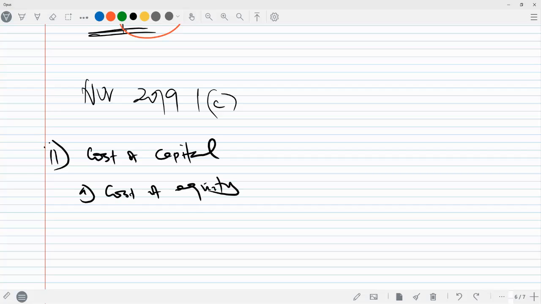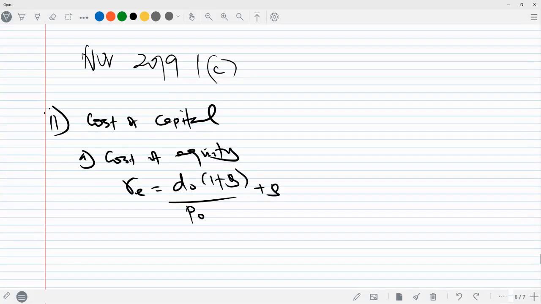Okay, don't forget when it comes to getting the cost of equity, we said there are 2 models you can use. You can use the capital asset pricing model, as well as the dividend growth model. As per the information given, you're going to be using the dividend growth model. The cost of equity is therefore equal to D naught (1 plus g) divided by P naught, plus g. So you need to get D naught, the most recently paid dividend.